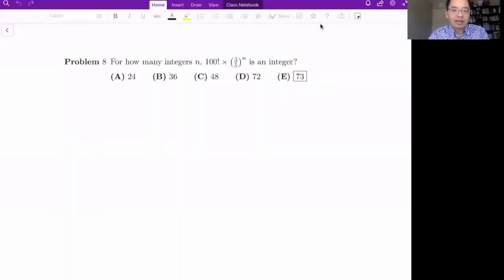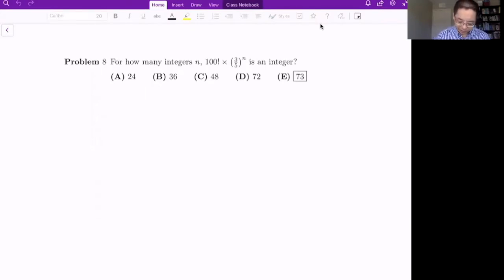All right, now let's look at problem number 8. Here we need to find the number of integers n such that this expression is an integer. We need to pay attention that we do not specify what kind of integer n is. So it could be positive or negative, and also n could be 0, right? 0 is definitely a valid case, and it's very easy to be missed.